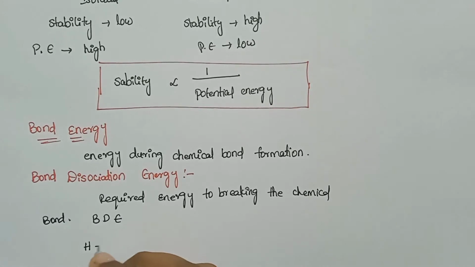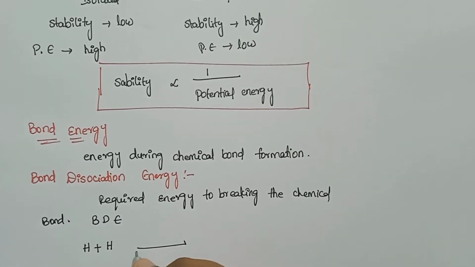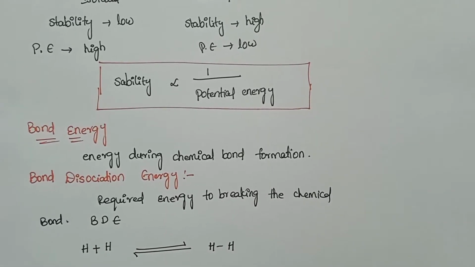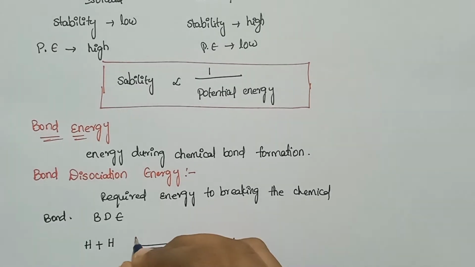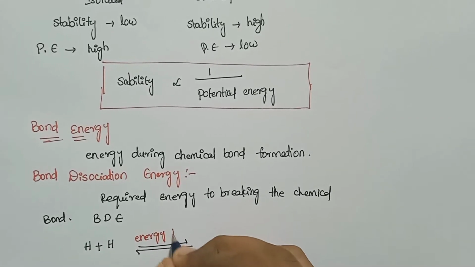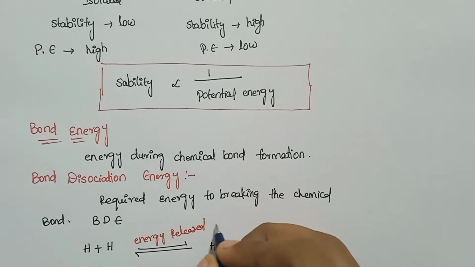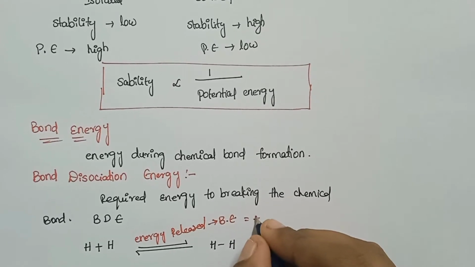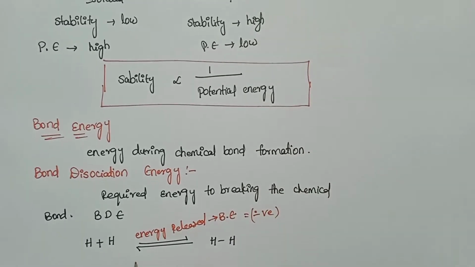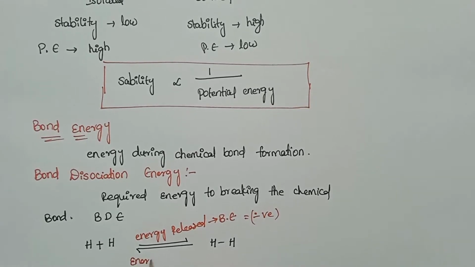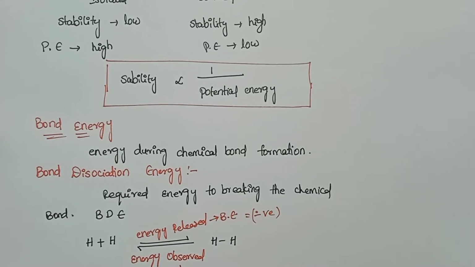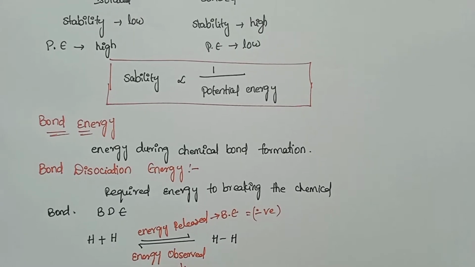That means hydrogen plus hydrogen, so a bond will be formed. Energy released is called bond energy, and it is negative. Energy absorbed is bond dissociation energy, and it is positive.